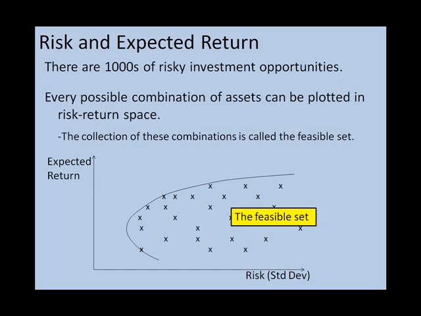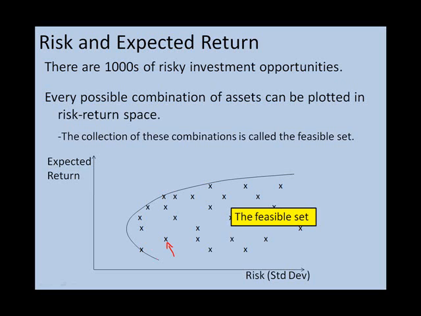In the US, there are thousands of risky investment opportunities. And what Markowitz noticed was that every possible combination of assets can be plotted in risk-return space. That's what you see in the diagram below. The collection of all these combinations of risky assets is called the feasible set. Each of these crosses, or X's, denotes a portfolio of assets and its expected returns and its expected risk.